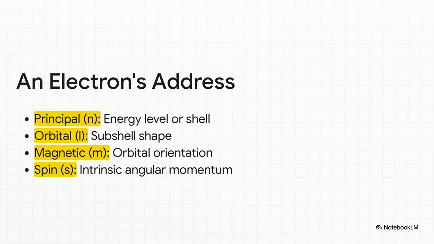The principal number is the energy shell, like the city it lives in. The orbital number is its subshell. That's the shape of its probability cloud, kind of like its street. The magnetic number is its orientation, its house number. And finally, spin is like a personal feature. It's an internal property that's either up or down.